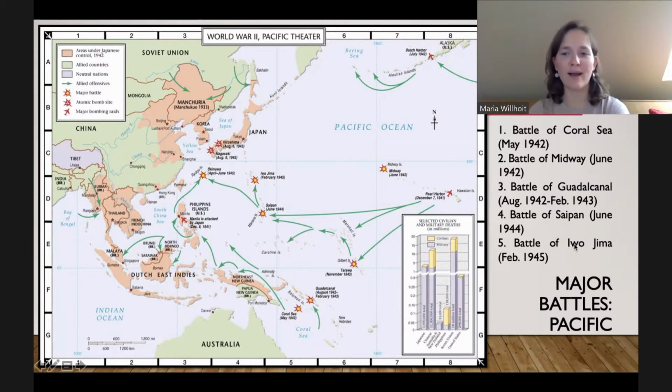This is kind of the final battle. It's kind of like the Battle of Berlin. Our Battle of Iwo Jima is like the final battle that really pushes Japan back. But of course, as you know, we don't end the war with Japan through battle. We end it through the atomic bombs.